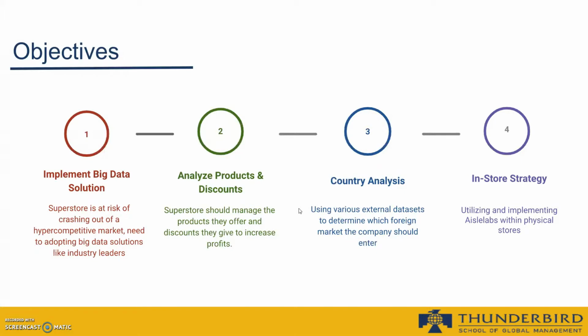Second, analyze products and discounts. Superstore should manage the products they offer and discounts they give to increase profits. Third, country analysis, using various external datasets to determine which foreign market the company should enter.